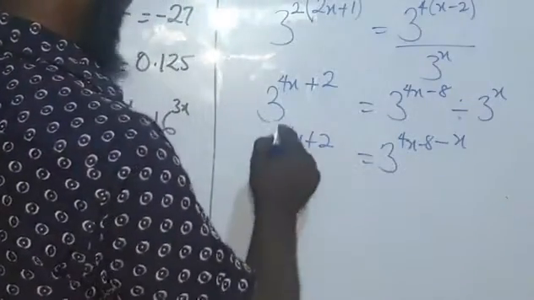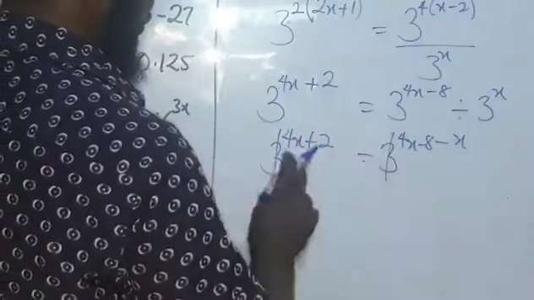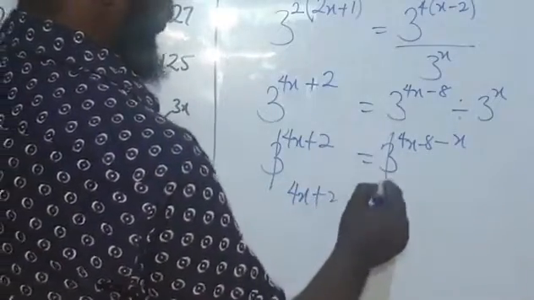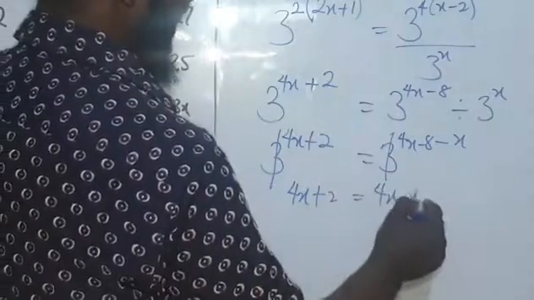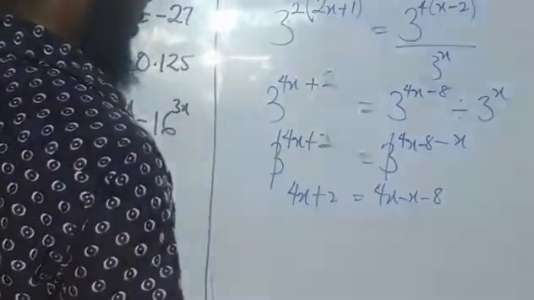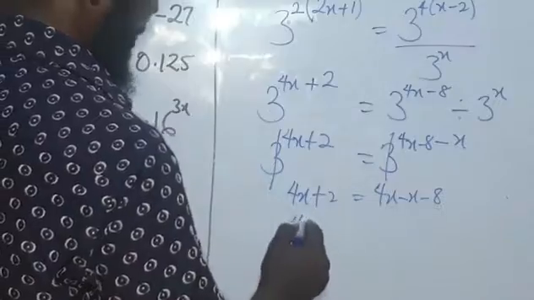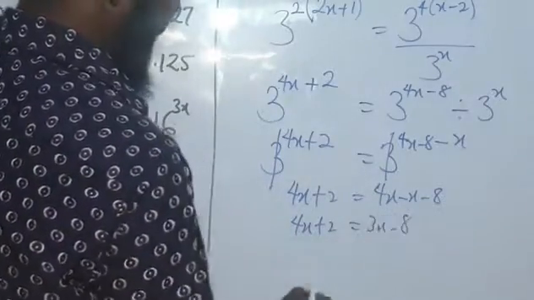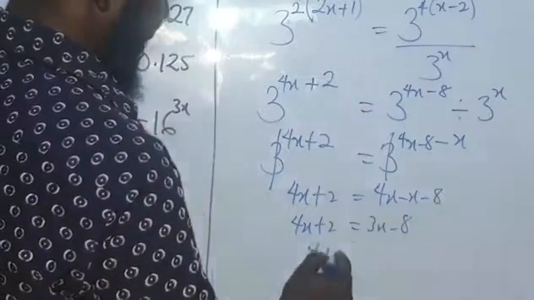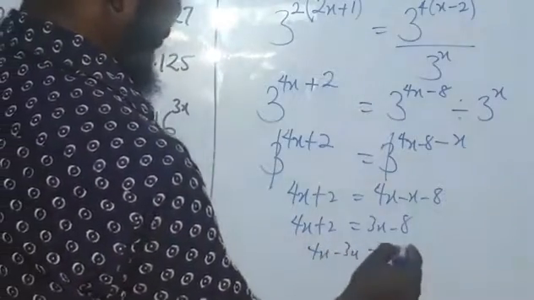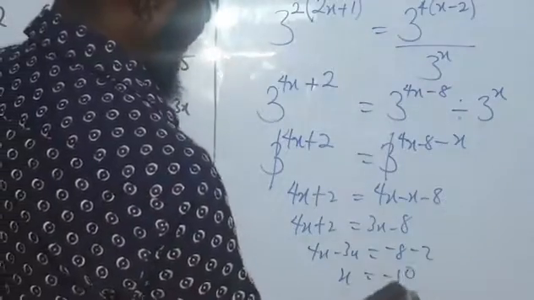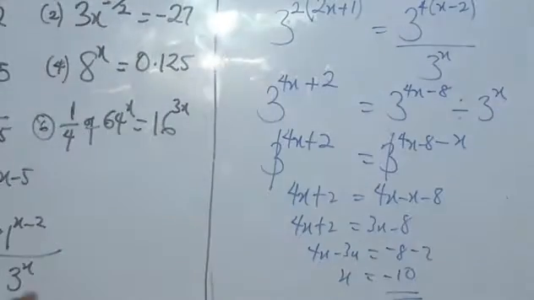From here, these 3s can then go. So we now have 4x plus 2 equals 4x minus x minus 8. So this will be 4x plus 2 equals 3x minus 8. If you collect like terms, that will be 4x minus 3x equals minus 8 minus 2. So x equals minus 10. That is the value of x.